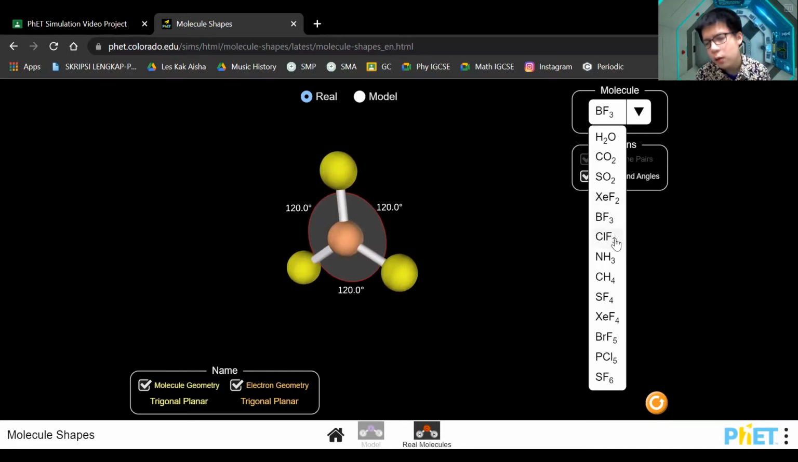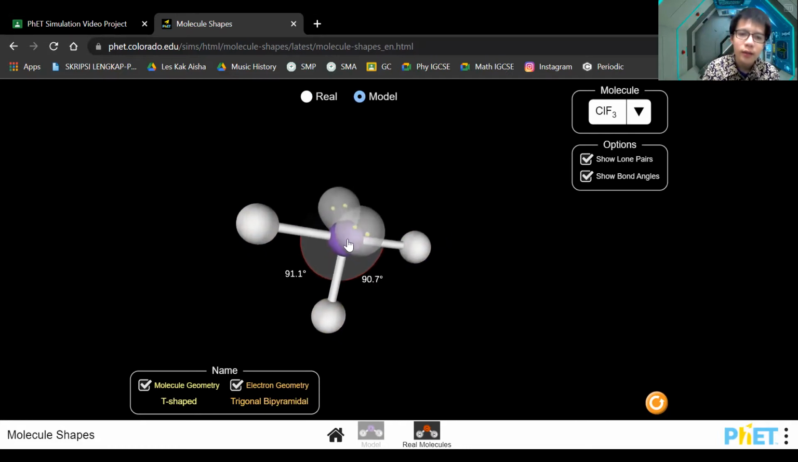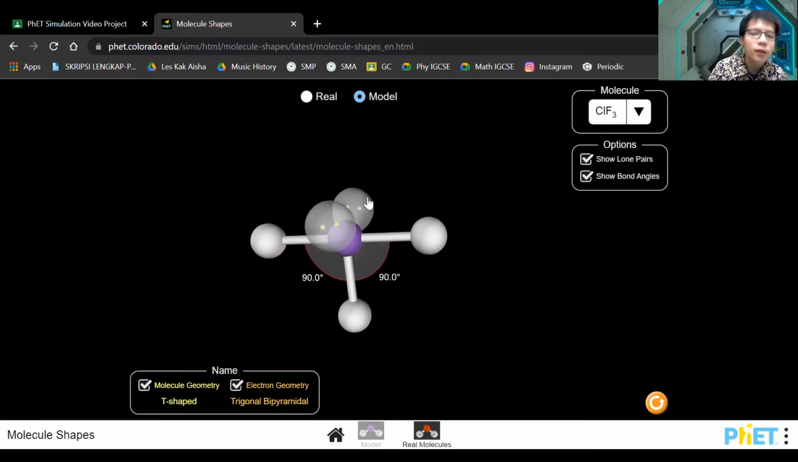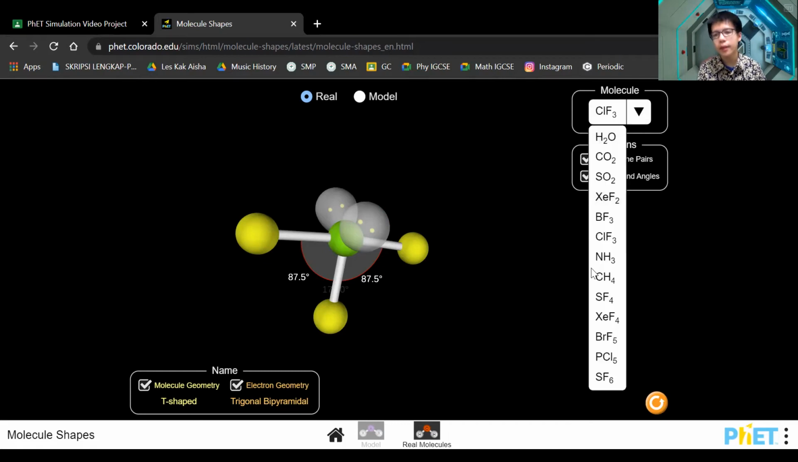So how about chlorine trifluoride? Okay, we see the model first. The name of the molecular geometry is T-shape and the electron geometry is trigonal bipyramidal. The bond angle is 90 degrees, and we see the real one is 87.5 degrees because of the lone pairs that decrease the bond angles. Okay, so you may choose another one if you want to try.